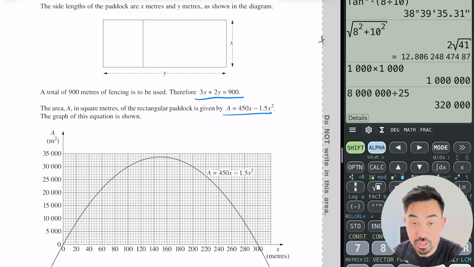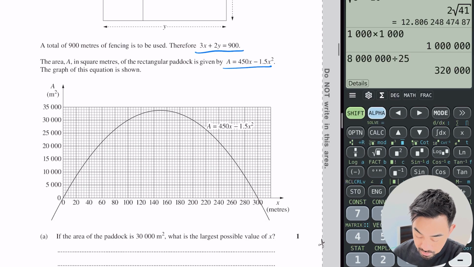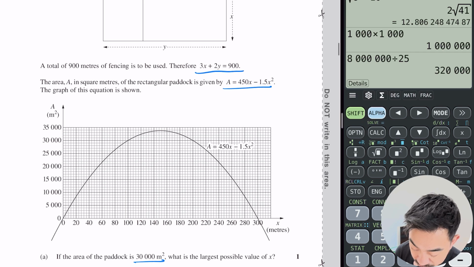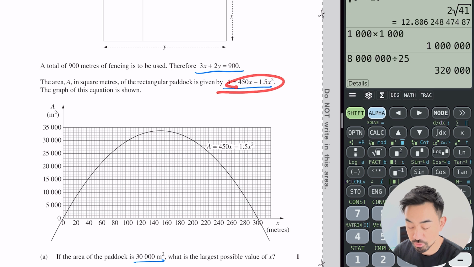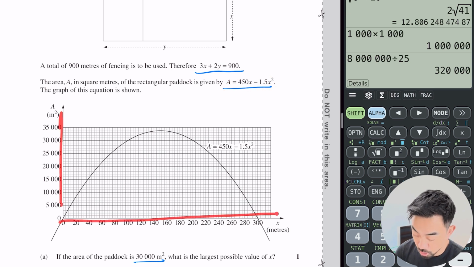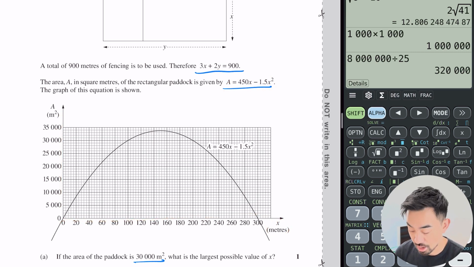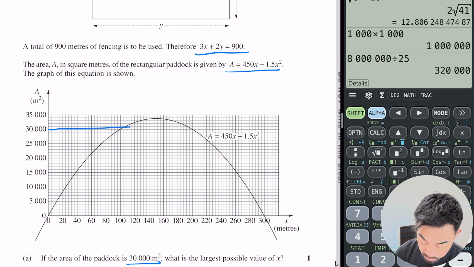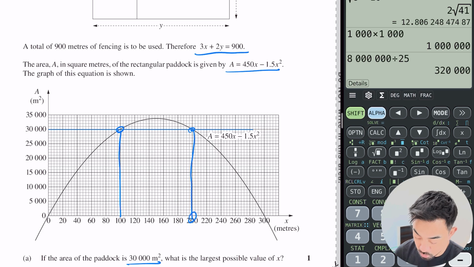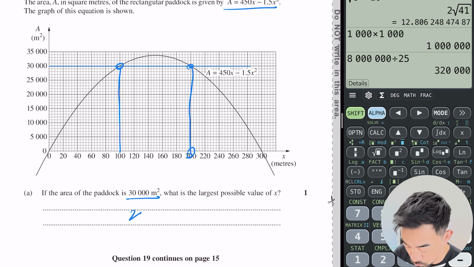Okay, so I know there's a lot, but don't freak out yet. Question A: if the area of the paddock is 30,000 square meters, what is the largest possible value of x? All right, so all that's happening is they're fencing this paddock, and they've given you a formula for the perimeter, and also a formula for the area. Now they've sketched the area over one of the side lengths, x meters. You literally go 30,000, come across, and you'll see that it hits at 100, and it hits at 200. What's the largest possible value? So obviously 200 is the bigger one.